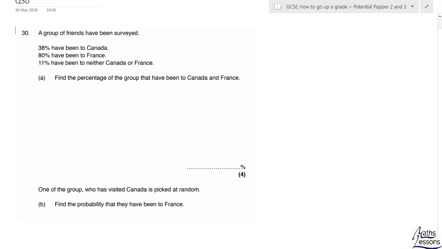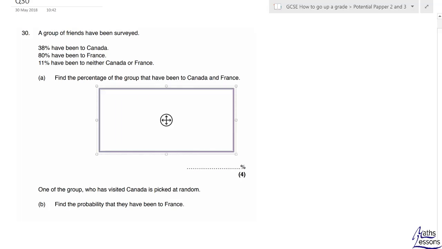Okay, a group of friends has been surveyed. 38% been to Canada, 80% to France, 11% been to neither Canada or France, 5% of the group have been to Canada and France. Well, let's just draw a Venn diagram. So I'm going to get myself a big square and get myself a circle. Just move that a bit. Just move it. There we go. Overlapping a bit. Right, got myself a Venn diagram.